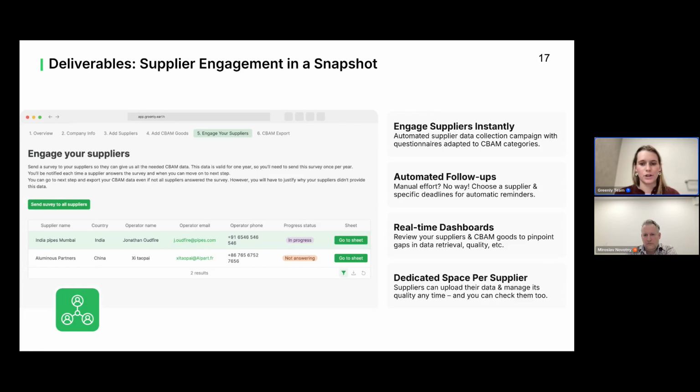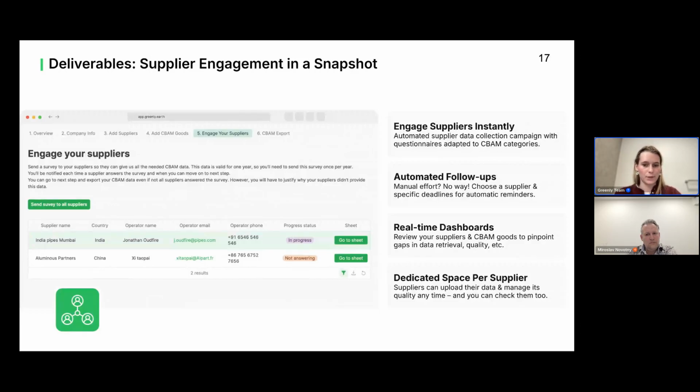And so to ensure you meet CBAM requirements without adding a huge administrative burden, we are providing an automated supplier engagement system that streamlines data collection and tracking. It engages suppliers instantly by launching automated data collection campaigns. There are automated follow-ups so that you don't have to worry about it. It sends automatic reminders to suppliers, specifying deadlines and the fact that it's important to you and to your end customer that you and your supplier are serving.